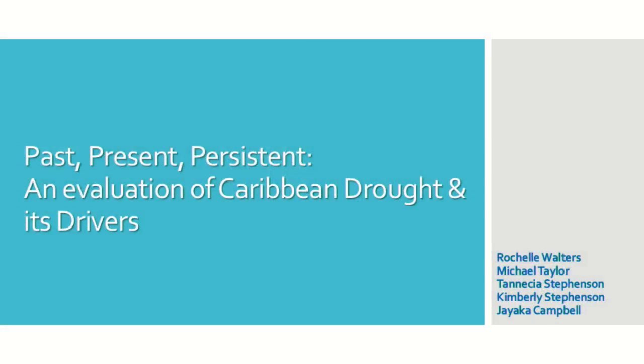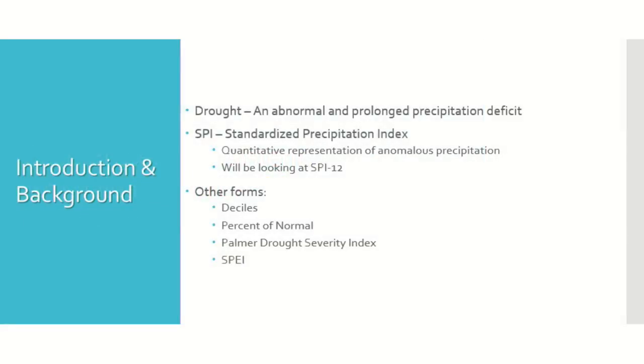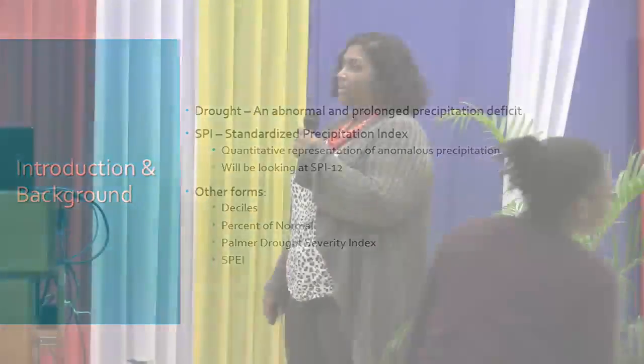Okay, so my research is drought, basically. So we're looking at drought. Drought, according to the American Meteorological Society, is an abnormal and prolonged precipitation deficit, which is the vaguest thing you could ever use to define anything in science, because abnormal and prolonged and deficit is all very subjective and very qualitative.